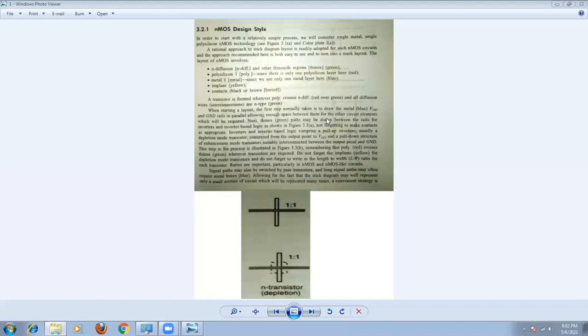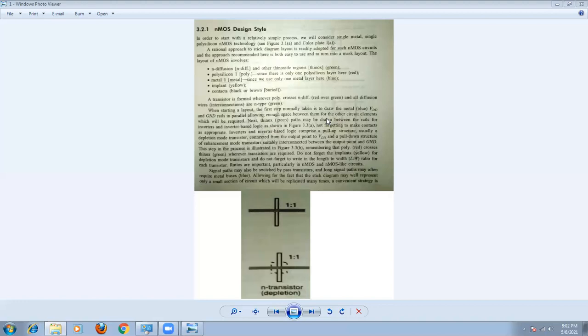In this design style, N diffusion can be represented by a green color. Okay, N diffusion, that is, we can call it the thin arc region. Basically, the thin arc region is nothing but N diffusion, transistor channels and also active layers. To represent this thin arc layer, we are going to use green color. Whenever you see the green color, you can identify that this is the transistor channel and also N diffusion and active layers.